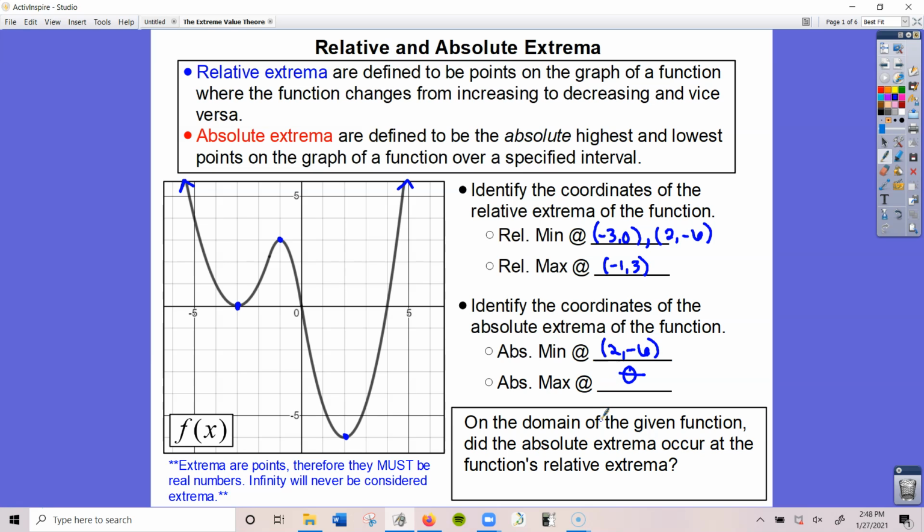So no absolute maximum. Now, if you notice here, on the domain of the given function, the absolute extrema occurred at the same place as the relative extrema, as you see here. So that can happen. Your relative and absolute can be the same coordinate. Let's look at another graph.